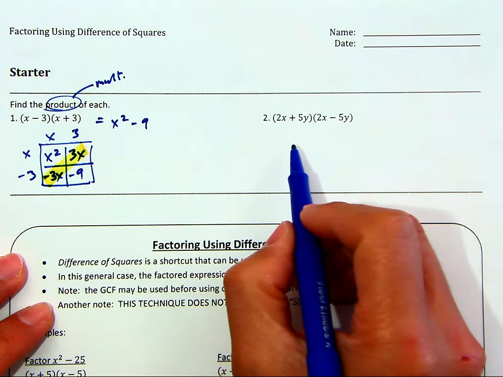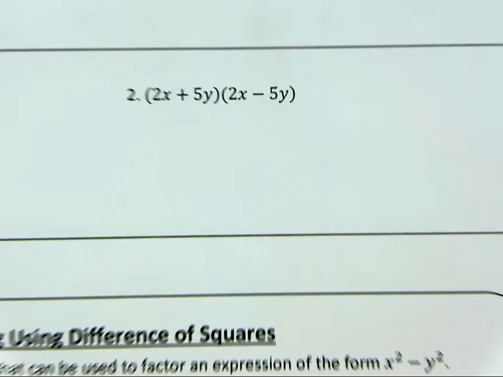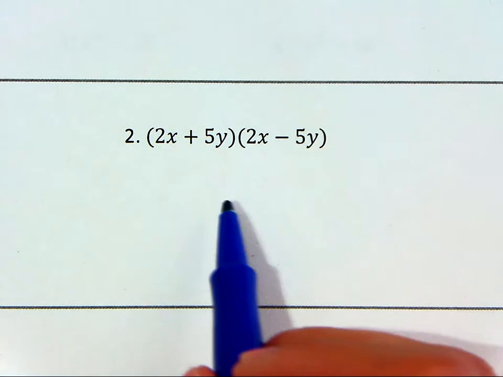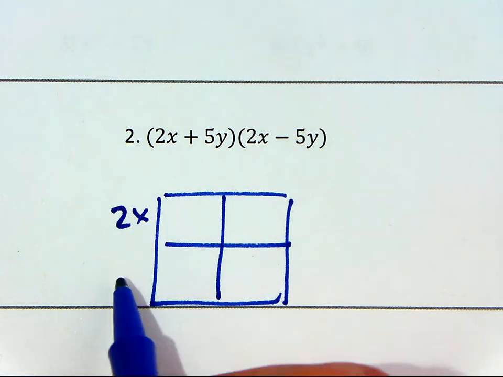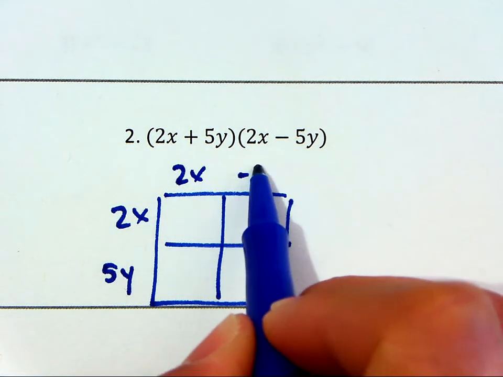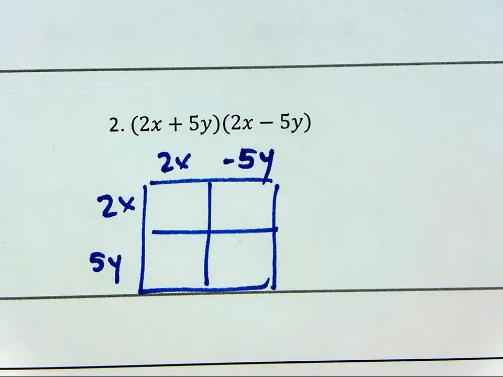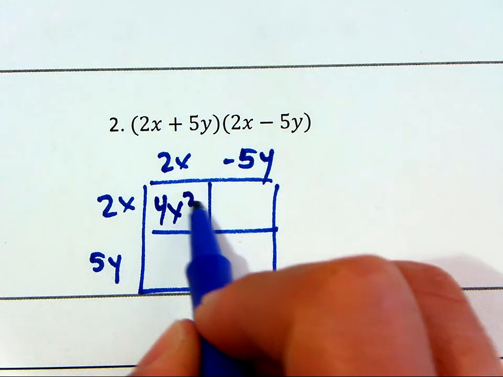All right, let's look at problem number 2. Realize I should probably zoom in some here. Okay. All right, so we're going to set up the box method once again. 2x plus 5y, 2x minus 5y. And then it's going to be 4 rounds of multiplication. Okay, 2x times 2x is 4x squared.